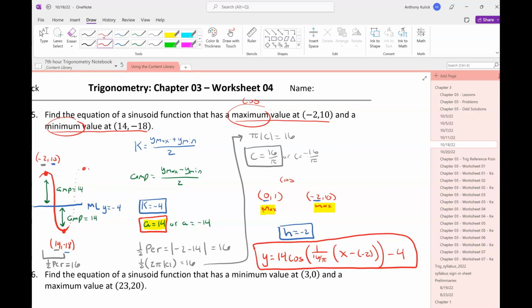Is this jogging your memories? We did this last time. So look at this. If you haven't started the assignment yet, you're halfway done now, right? That's pretty nice. Thanks, Mr. Kulik. You're welcome.